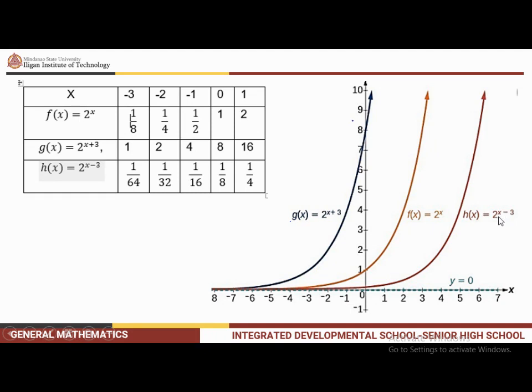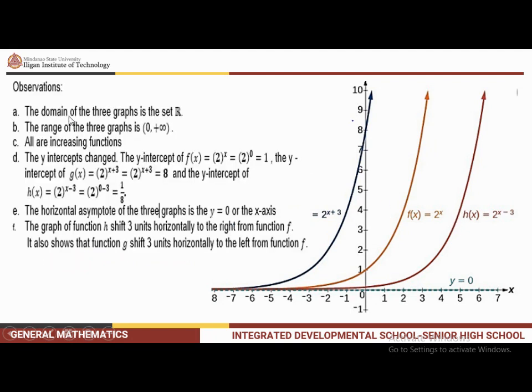So dito, 2 to the power of x minus 3. So yung C natin, na nagbe-base yan sa general formula na x minus c. So our c here is positive 3. So that means from the parent function, nagmo-move siya horizontally ng 3 units to the right.